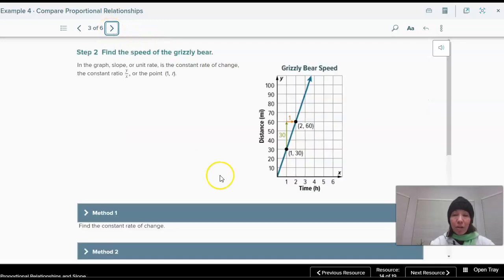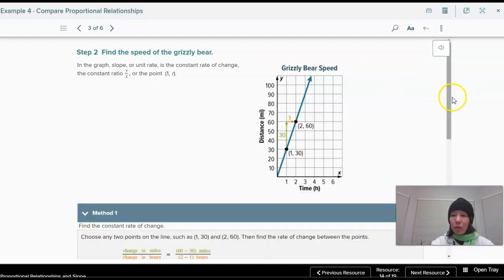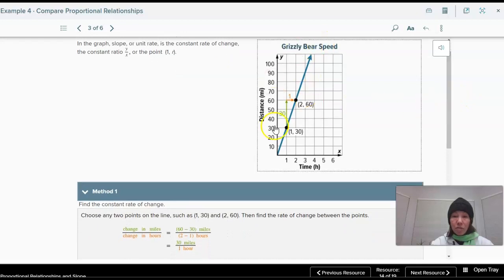Now for the grizzly bear, there are several ways we can find the slope of this line, or the unit rate, which is the same thing. So the first thing we can do is pick any 2 points on this graph. Let's pick these 2 points and find the rate of change between the points. The rate of change is the change in the miles, the y variable, over the change in hours, the x variable. Between any 2 points, the difference in the y is 30, and the difference in the x is 1. So the speed of the bear is 30 miles per hour.